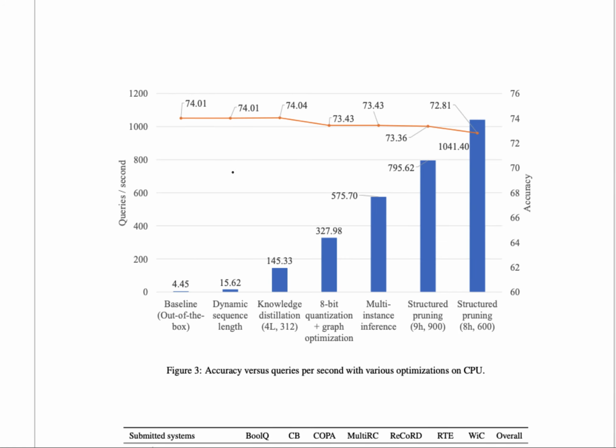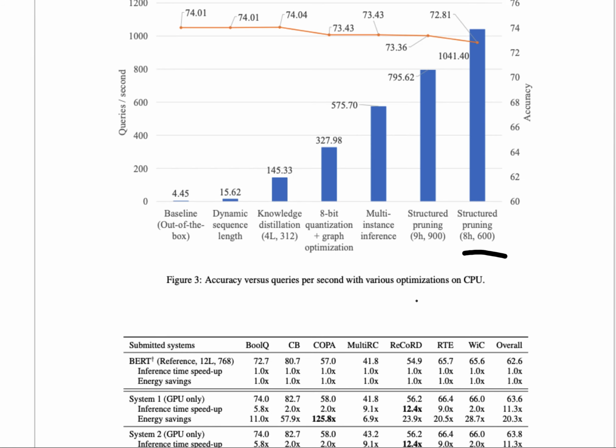And finally, they have shown this plot, and as you can see pictorially, this is the query time, and this is how much query time each of these networks is taking. So the baseline out of the box model can only handle 4.45 queries per second. But if you look at the structured pruned network, which has similar accuracy, it can handle a much larger number of queries per second. So that's a pretty amazing advancement.